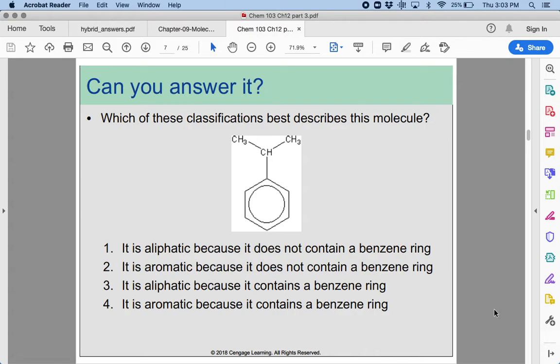So which of these would best describe this molecule? The best answer here is aromatic because it contains a benzene ring. Remember, aliphatic is everything else.